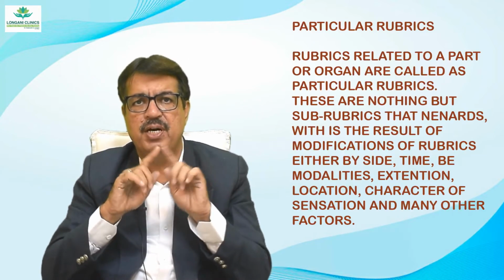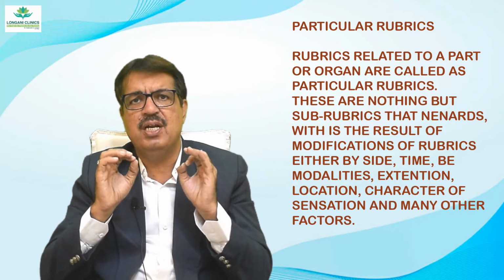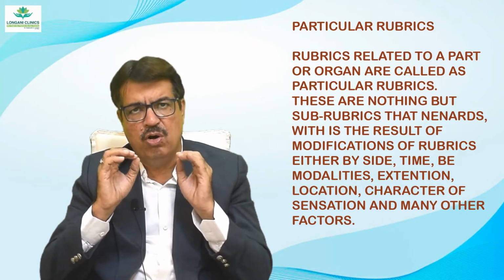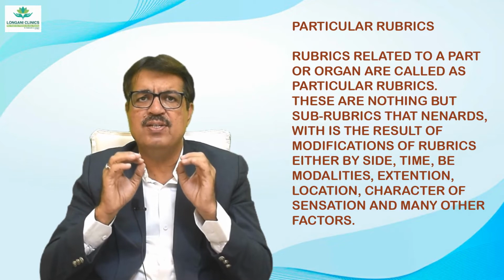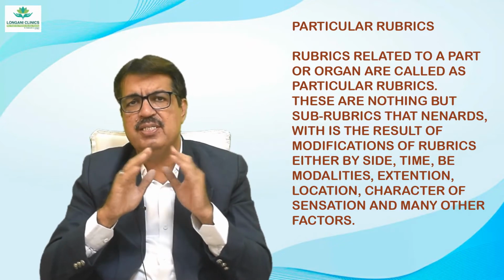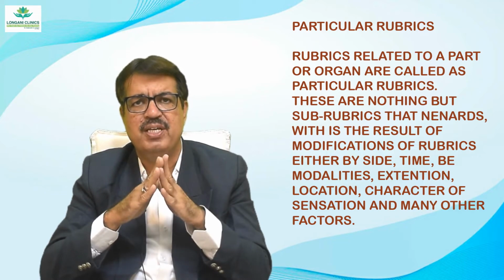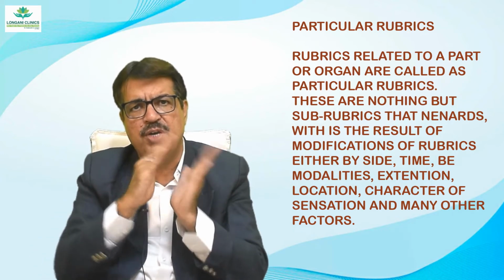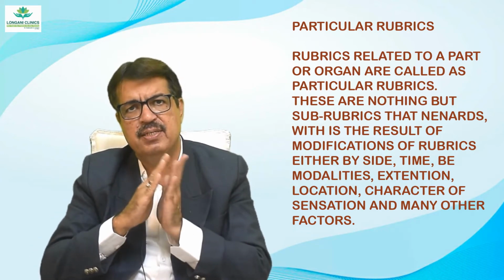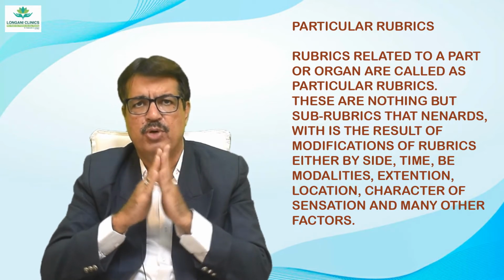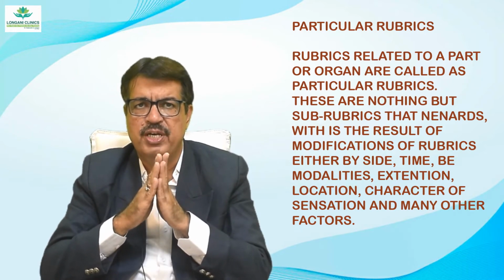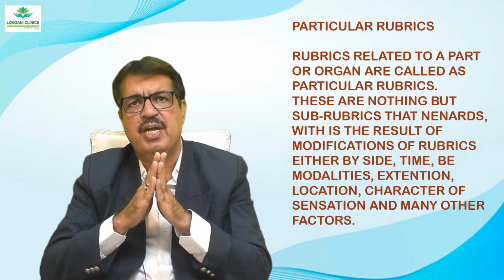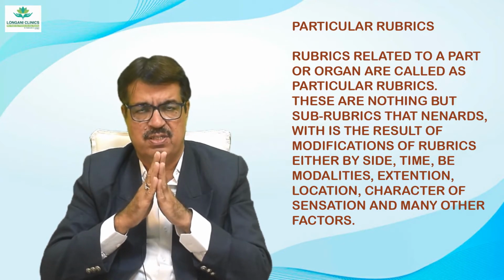Now we will see the particular rubrics. Rubrics related to a part or organ are called particular rubrics. These are nothing but the sub-rubrics that result from modification of rubrics either by site, time, modalities, extension, location, character of sensation, and many other factors. Now we'll see the example: pain, forehead, amelioration by pressure.